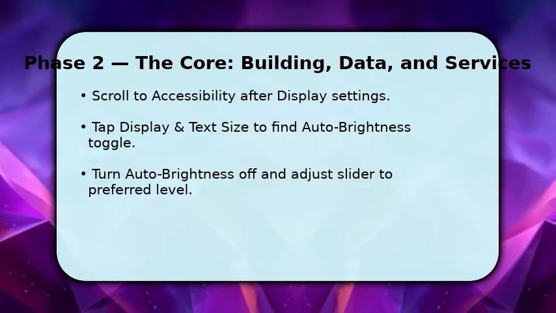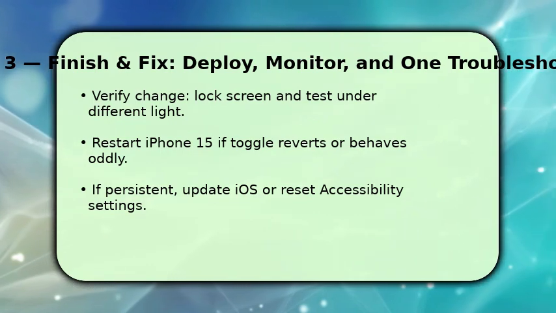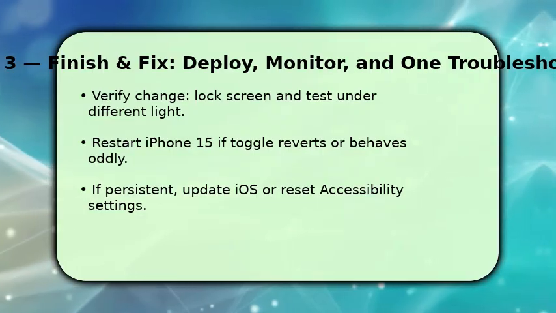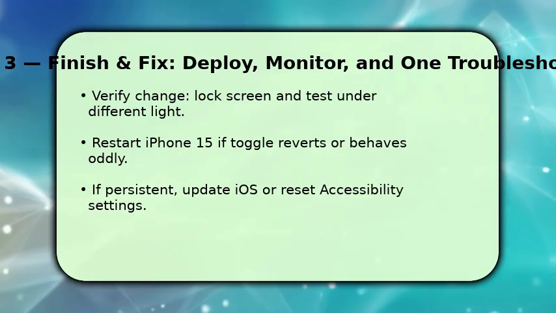Finish by locking the phone and testing the screen in bright and dim environments to confirm it stays at your set level. If the auto brightness toggle reverts or the screen still shifts, restart the iPhone 15. Reboots resolve many sensor glitches.